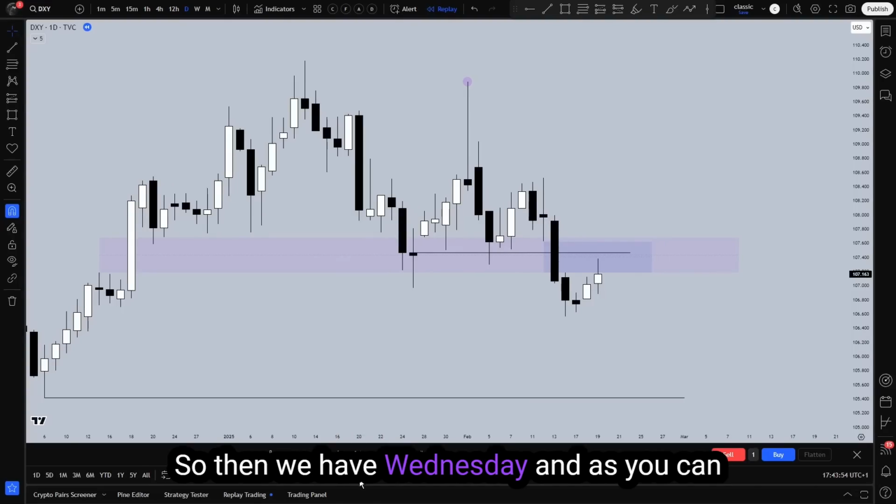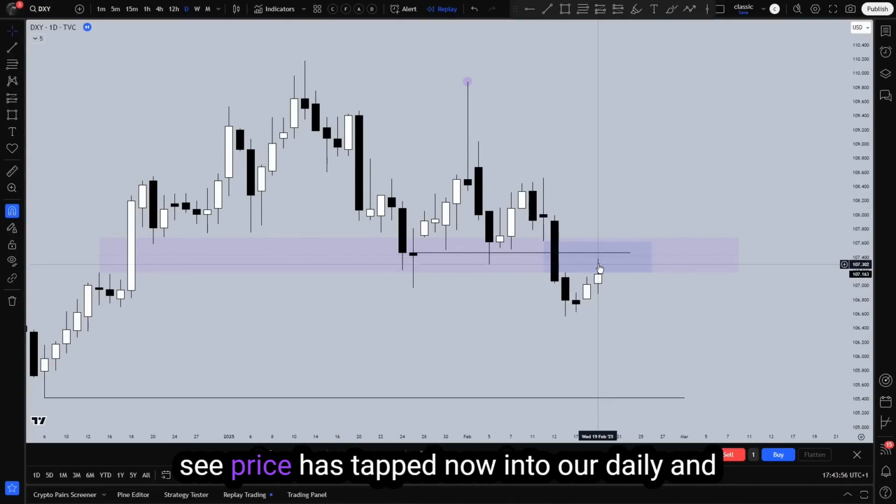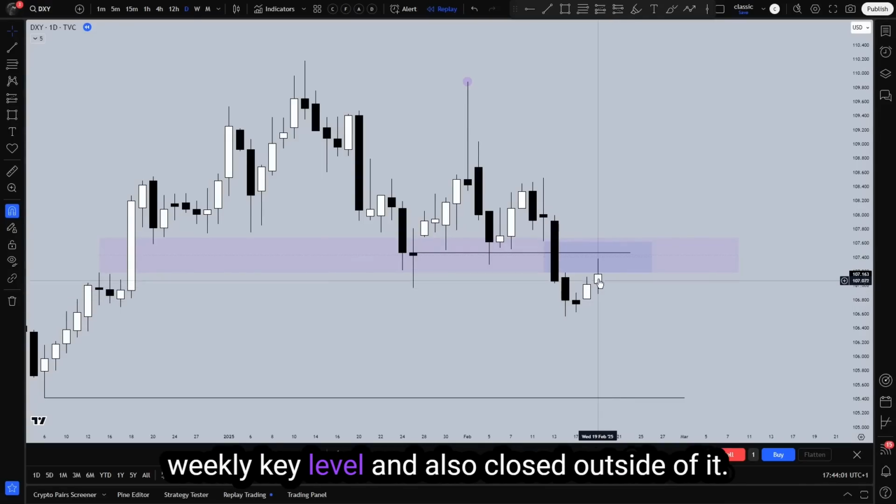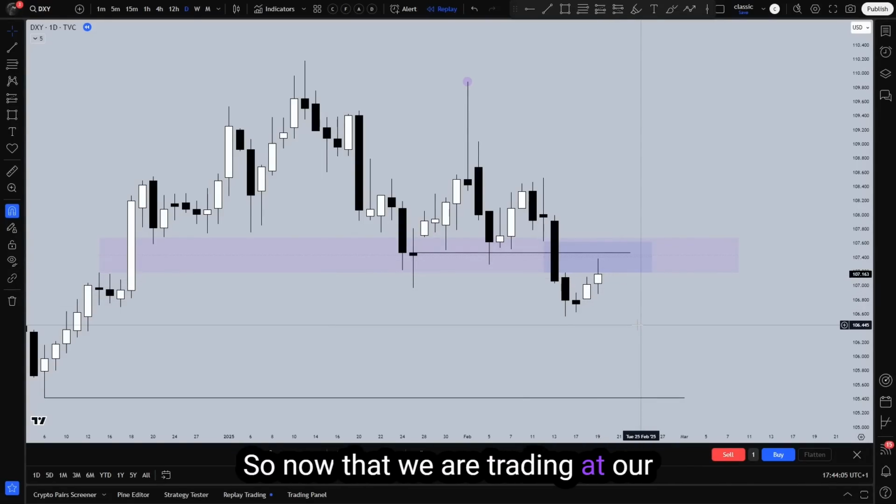So then we have Wednesday, and as you can see, price has tapped into our daily and weekly key level and also closed outside of it. So now that we are trading at our key level, we can drop down to the hourly time frames and refine the daily time frame into hourly key levels.